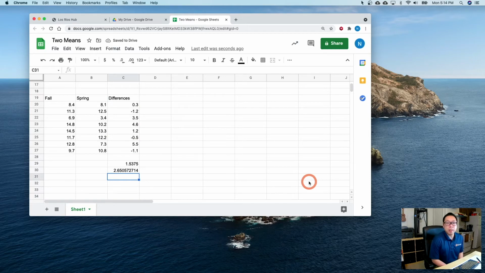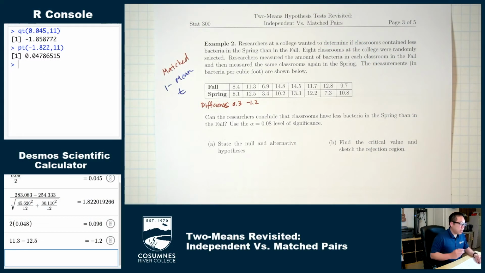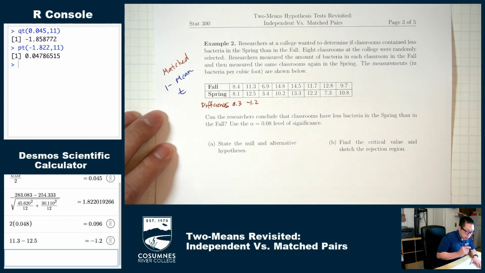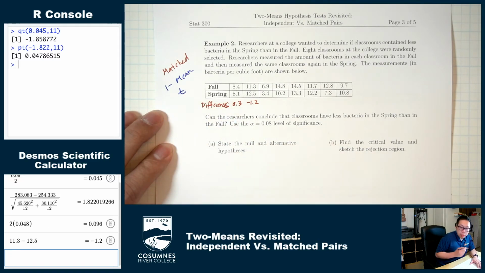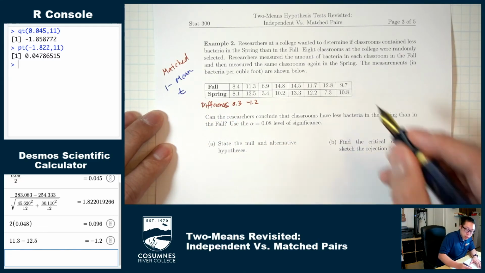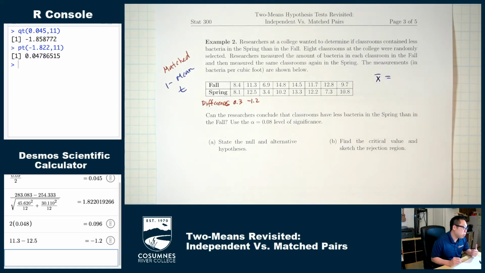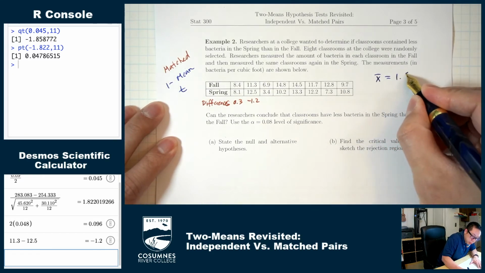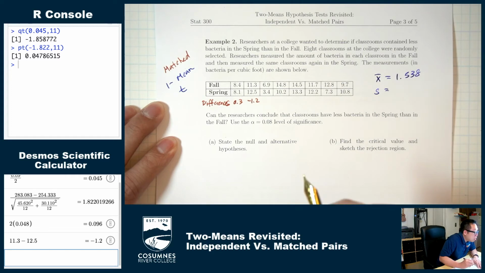And now let me go back and write these down. All right, back to example 2. Let me write down the mean and standard deviation that we just found. Because we're dealing with just a single sample, I should have one mean, one standard deviation, and one sample size. The mean, rounded to 3 decimal places, is 1.538. The standard deviation is 2.651.